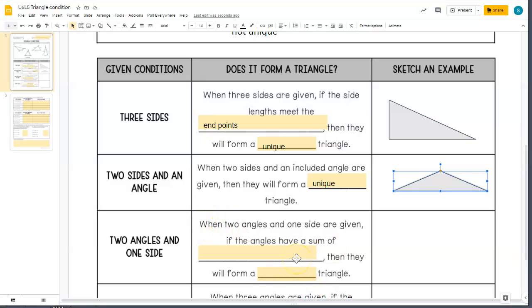Now, two angles and one side. So when two angles and one side are given, if the angles have a sum of less than 180 degrees, then they will form a unique triangle.